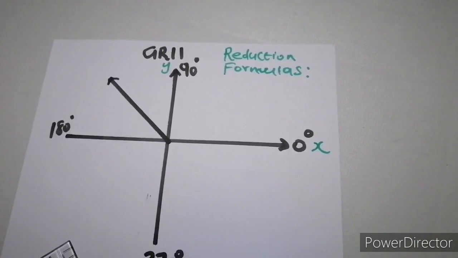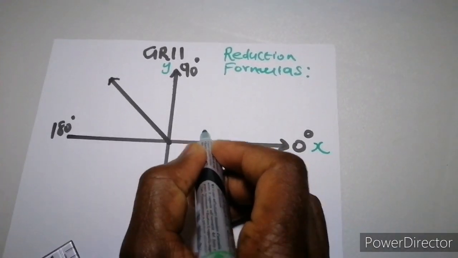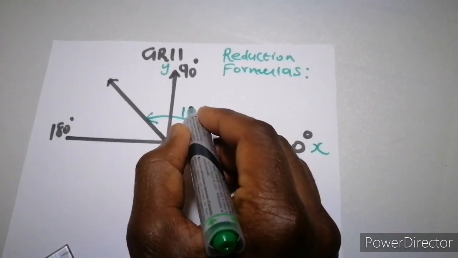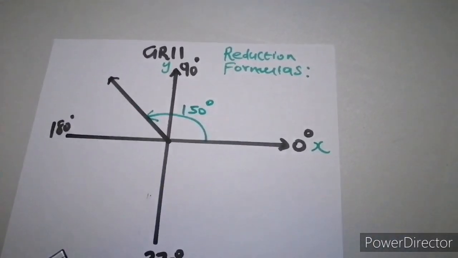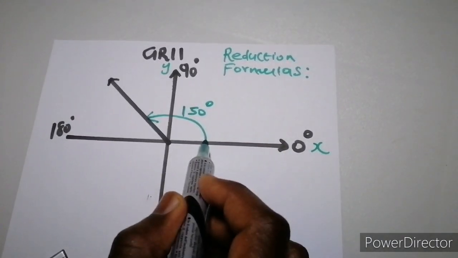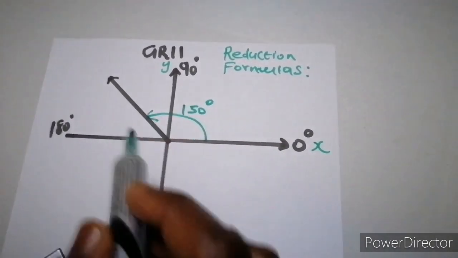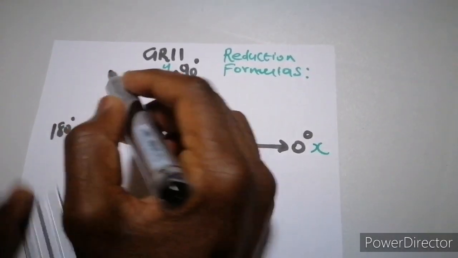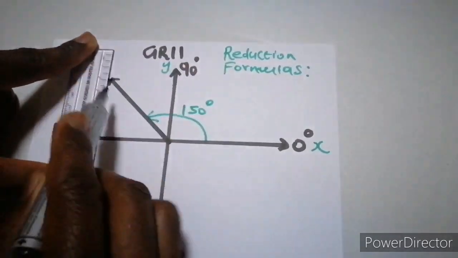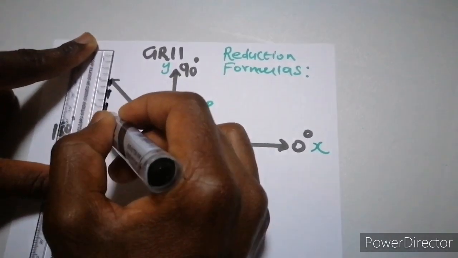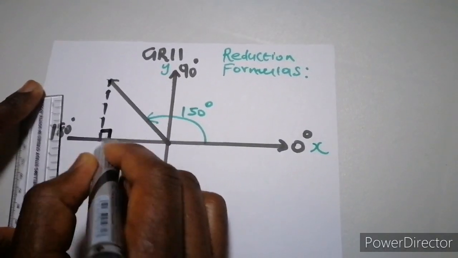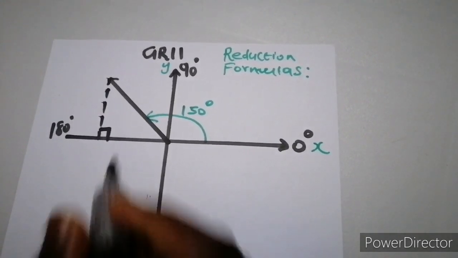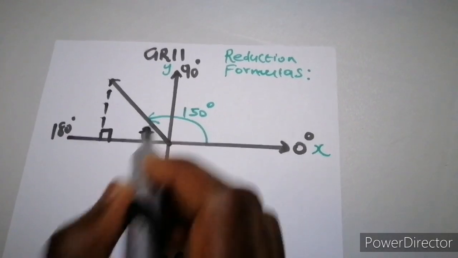Now, let's say we measure the angle from here to there. And then the size of this angle is 150 degrees, the actual angle from the positive x-axis to the arm. Now, if we construct a right angle triangle in this quadrant, from the end of the arm we draw a vertical line perpendicular to the x-axis. A right angle triangle is formed. Okay, let's say this angle that is inside that triangle, let's call it theta.